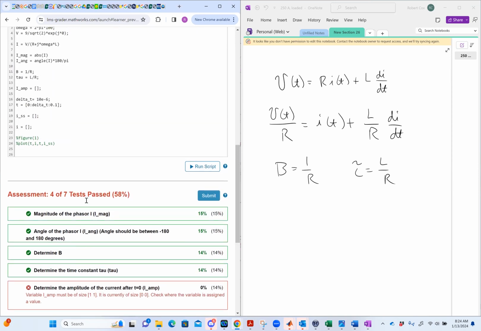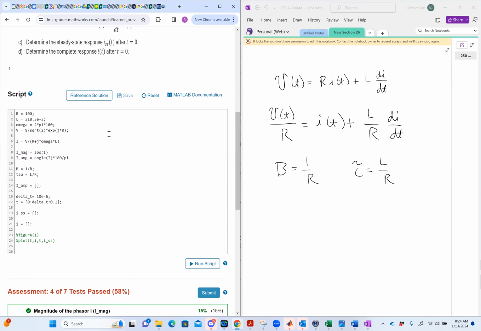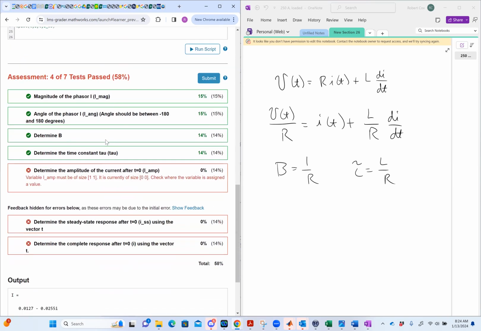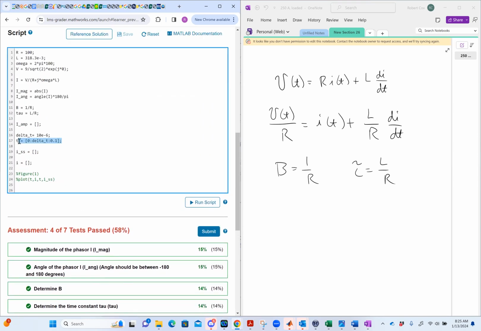Now I have to do the next set of problems. Determine the steady state response ISS after t equal to 0. Now this is weird, because I'm asking you for a time response. Whenever I do those, I look down here and it says, what are the next set of assessments? Determine the amplitude of the current after t equal to 0, and then determine the steady state response after t equal to 0. The variable is called ISS using the vector t. I gave you a time vector, and I am asking you to create the steady state current using that time vector. All right, so let's see how we do this.